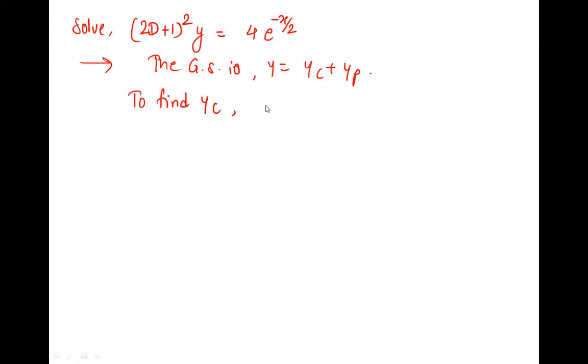Okay, to find yc, we have to consider the auxiliary equation. Very good. The auxiliary equation is (2D + 1) bracket square is equal to 0.